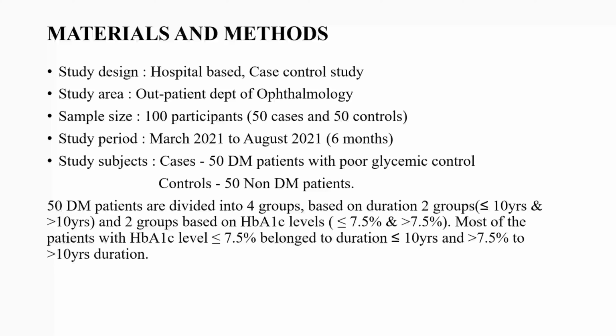The 50 diabetes patients are divided into 4 groups: 2 groups based on duration, that is less than or equal to 10 years and more than 10 years, and 2 groups based on HbA1c levels, that is less than or equal to 7.5% and more than 7.5%. Most of the patients with HbA1c level less than 7.5% belong to duration of less than 10 years, and more than 7.5% belong to more than 10 years duration.